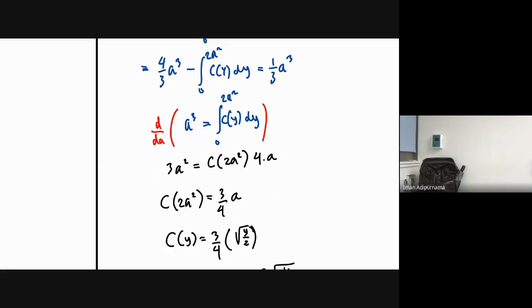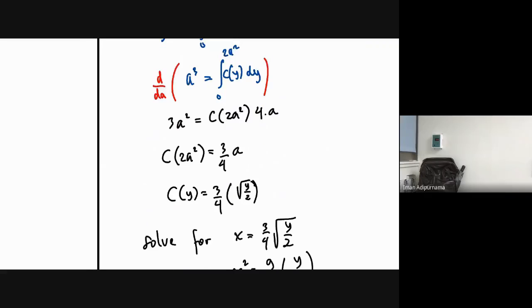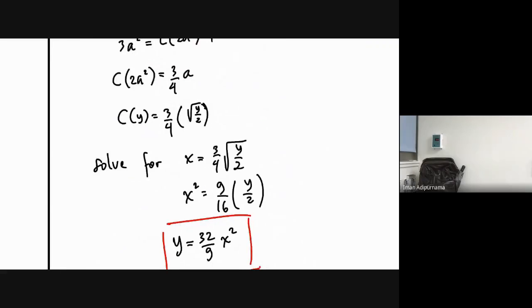Derived with respect to a. So we get the 3a squared, and then we put 2a squared inside, and don't forget to chain rule the 2a squared, which becomes 4a. We get this function is equal to 3/4a, and this is actually y, and then we can exchange a into our equation, square root of y/2, and then we can write this for x. So because this is a function of y, this is actually our x. So we solve x squared and we got this, and we can write down y equals 32 over 9 x squared.